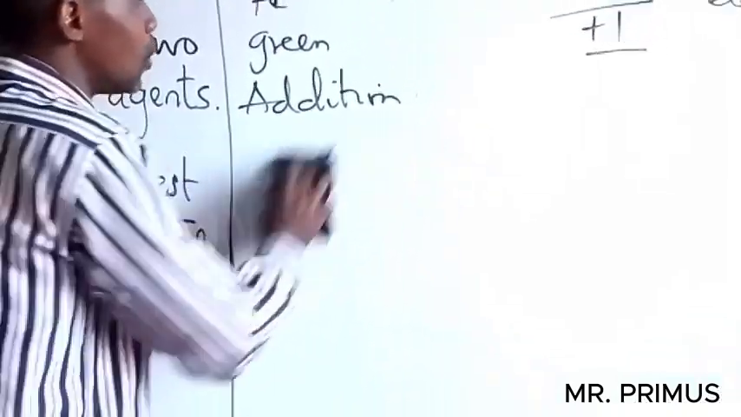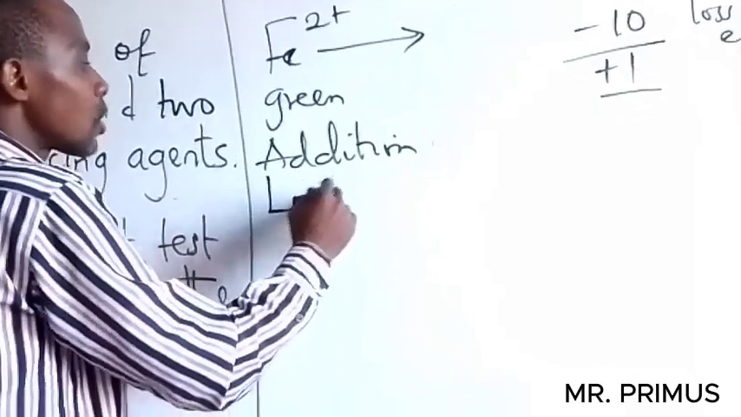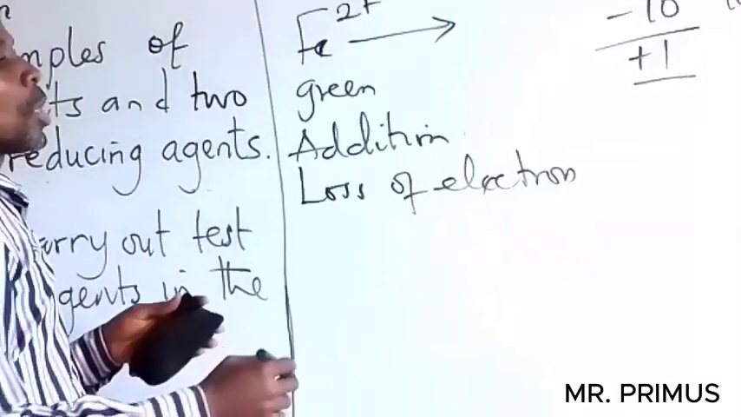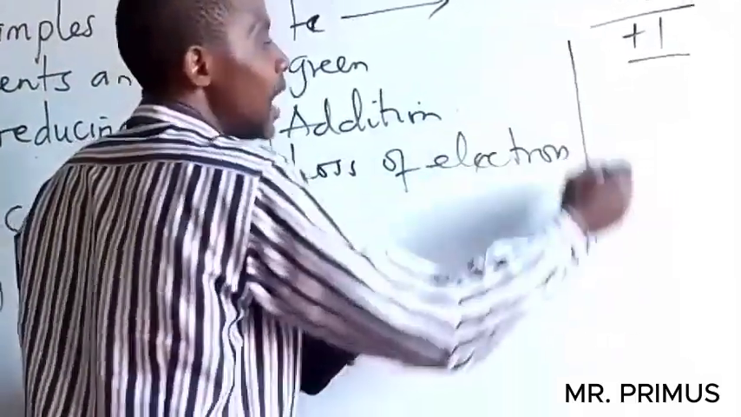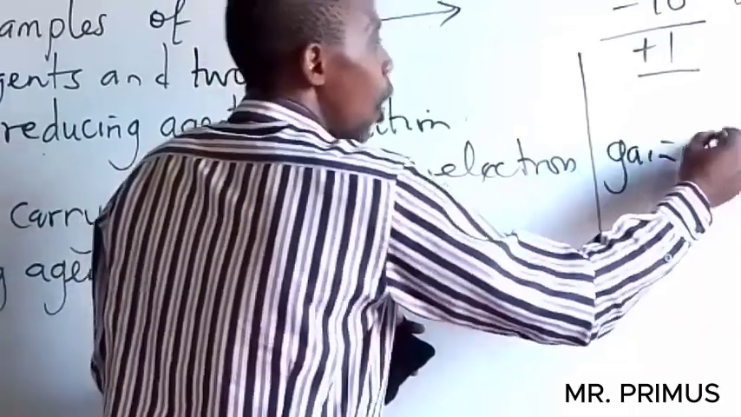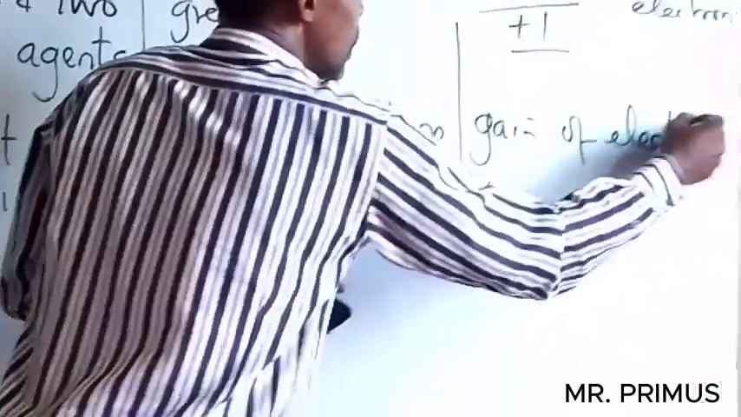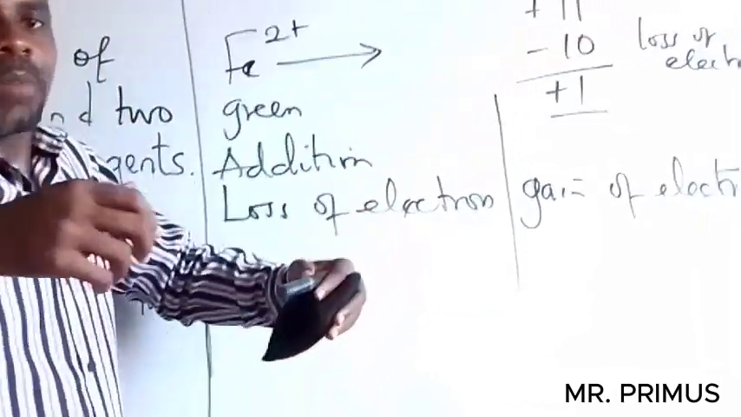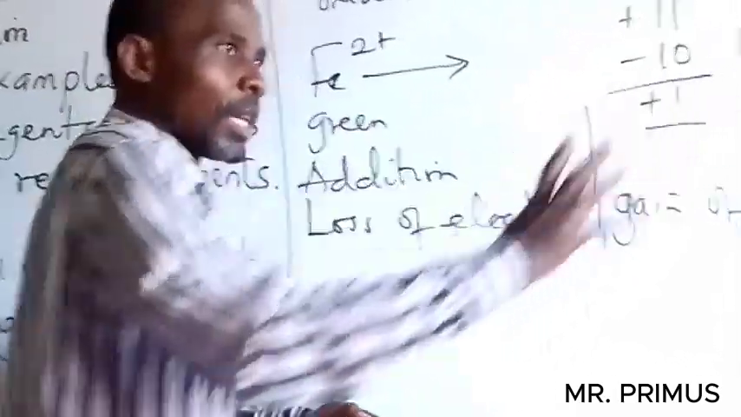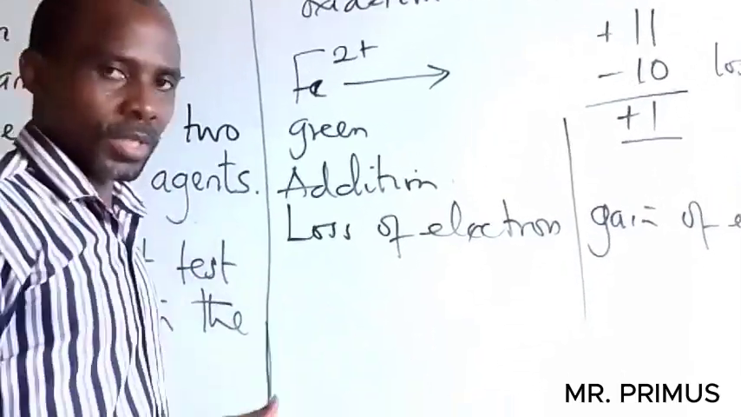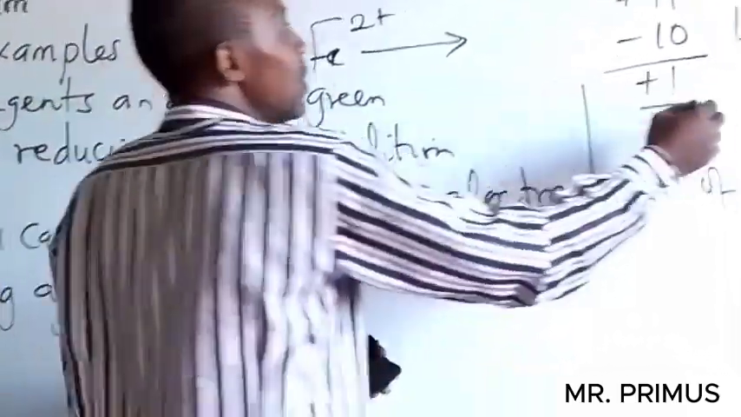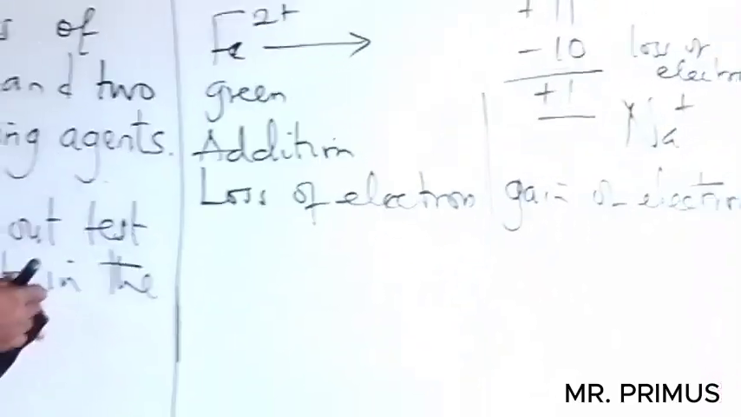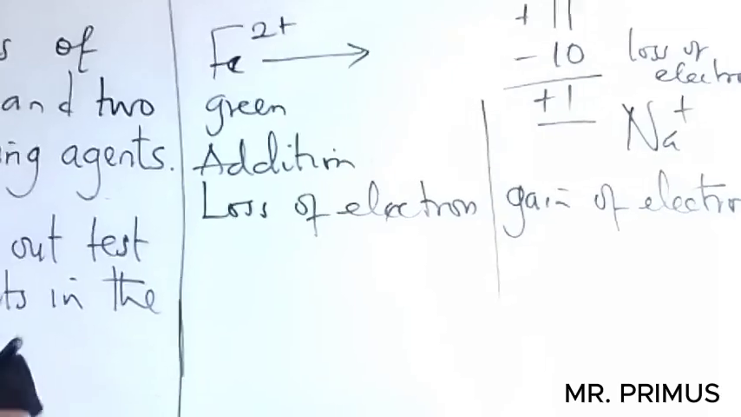So don't be confused. Oxidation is loss of electron. If oxidation is loss of electron, then reduction is gain of electron. By the way, when you remove negative charge, the substance becomes positive. The more you remove negative, the more it becomes positive. I hope that is clear. If you are writing this, you write it as sodium ion. It has been oxidized in this form. It has increased in oxidation state.